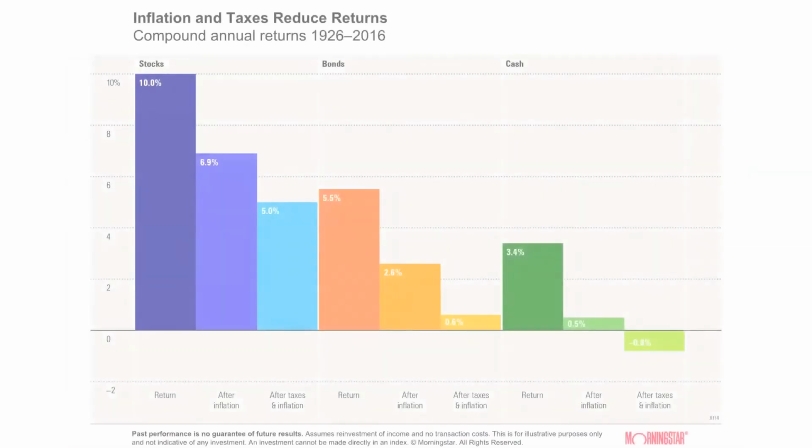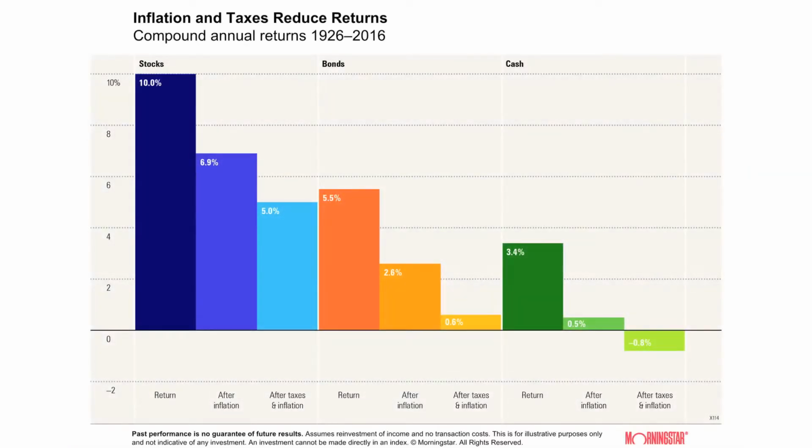The second item I want to talk about is the reduction in a portfolio return over time due to inflation and taxes. As you can see by this chart, it shows the negative effects of inflation and taxes on investment returns over the long term. This is showing us the historical returns going back to 1926 for 3 different asset classes, according to Morningstar's chart.